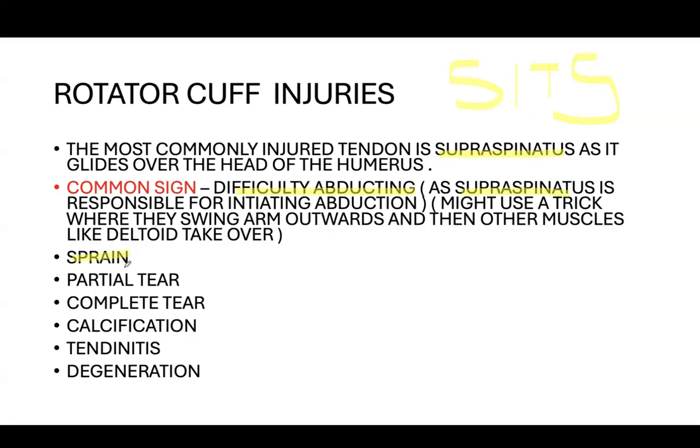And then the reasons why it could be injured: it could be a sprain because of an injury or overuse. It could be a partial tear or a complete tear of the tendon, calcification of the tendon due to genetic diseases or just old age, tendinitis, again, due to an injury, due to overuse, or degeneration, again, because of injury, overuse, atrophy, because of degeneration, anything.